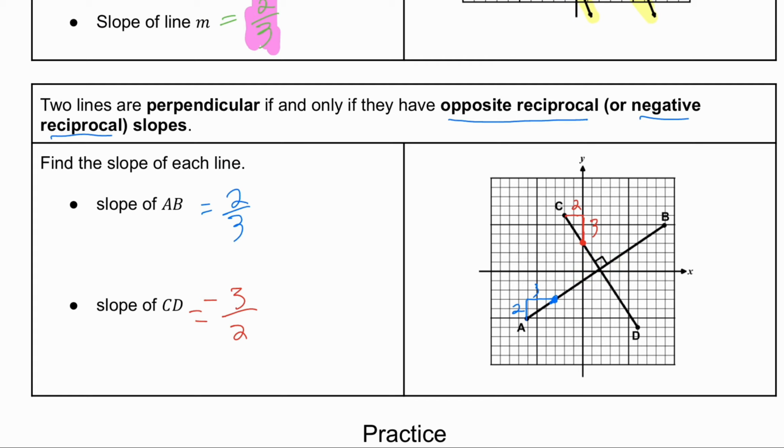So a little practice of this. The key is to understand slopes that are the same are parallel. Slopes that are perpendicular are opposite reciprocals. Right, so flip the fraction and change the sign, and we could tell that those lines are perpendicular, which means they create that right angle. All right, take a look at the practice and let me know if you guys have any questions.